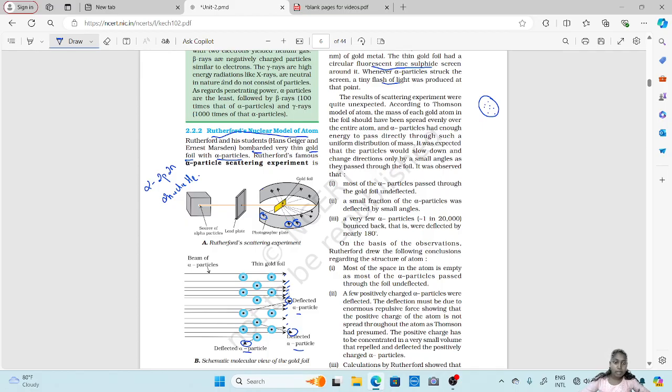A very few alpha particles bounced back, that is, were deflected by nearly 180 degrees, and negligible numbers of them were reflected back 180 degrees. 180 degrees means if it is moving this way, they have turned in the opposite direction. So very few were deflected nearly 180 degrees.